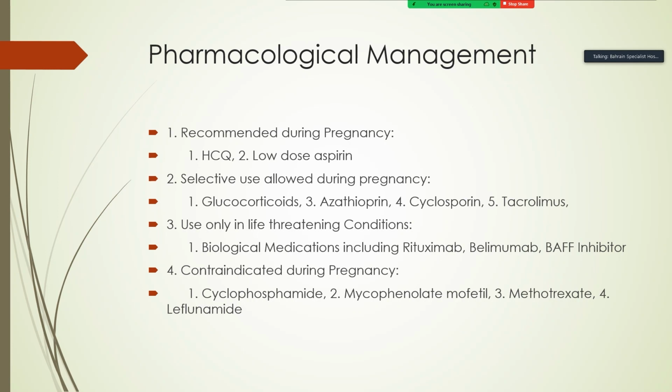So if a patient is having a life-threatening condition, then the drugs in category number 3 and number 4 usually fall in the same category. So if a person is having a life-threatening condition, after proper discussion with the patient, we can use them, but they are contraindicated. It includes biological agents like rituximab, belimumab, BAFF inhibitor, cyclophosphamide, mycophenolate, and methotrexate, and leflunomide.